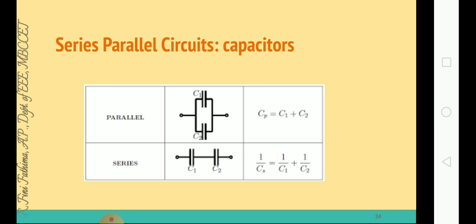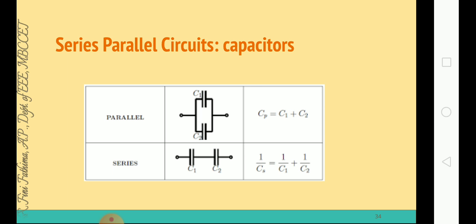But if they are connected in series, then what will happen? Then 1 by C total is equal to 1 by C1 plus 1 by C2 plus 1 by C3 plus etc. 1 by Cn. Okay, so the resistance and inductors follow the same pattern, whereas for capacitance it reverses. That is, in order to find the parallel combination of the total resistance, we will sum the individual resistances, whereas to find the total capacitance, 1 by C total is equal to 1 by C1 plus 1 by C2 plus 1 by C3 plus etc. for a series connection of capacitors.